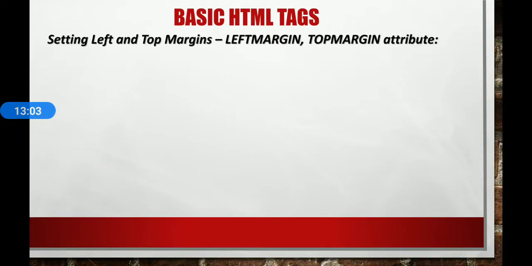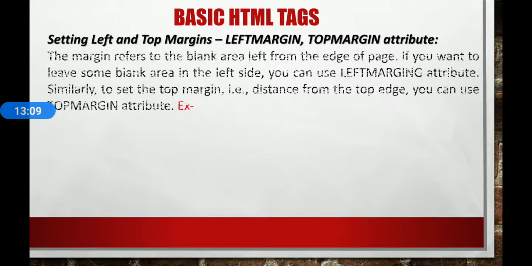Now the next attributes of the body tag are left margin and top margin. The margin refers to the blank area left from the edge of the page. If you want to leave some blank area on the left side, you can use the leftmargin attribute. Similarly, to set up the top margin, that's the distance from the top edge, you can use the topmargin attribute.